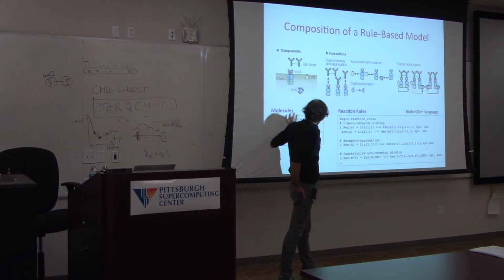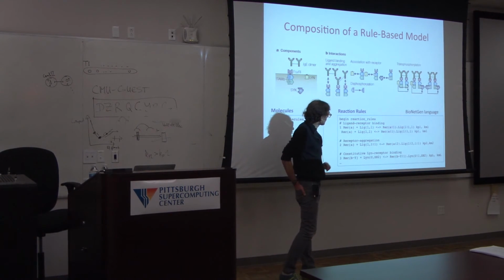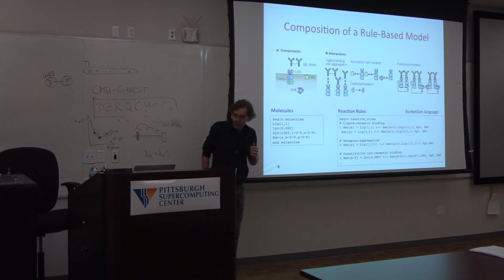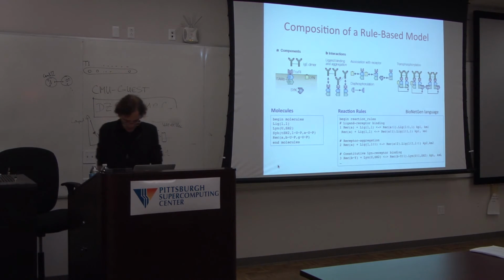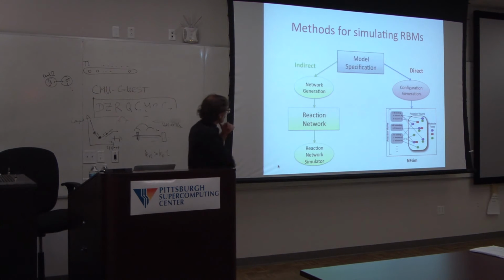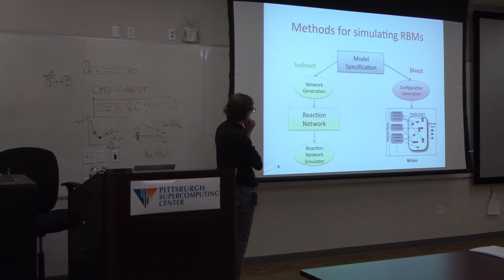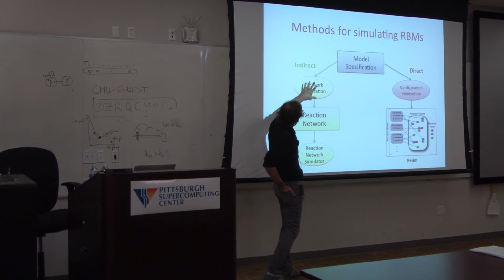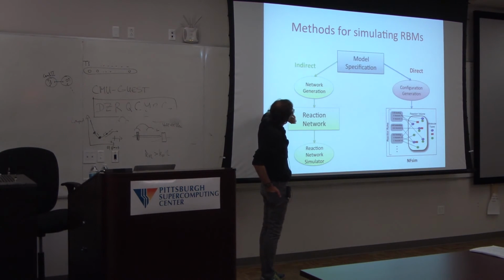What do we do now with the model where we've specified these molecules and interactions? So this is the model of the system. How do we simulate that system? The last part of the presentation this morning is going to be about how we simulate rule-based models. There are two basic ways that we perform simulations. And the standard one that most people will have been exposed to is what we call the indirect method.